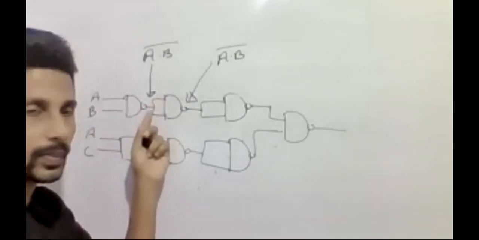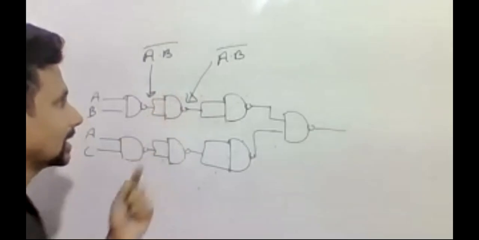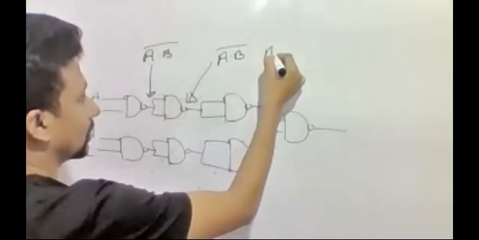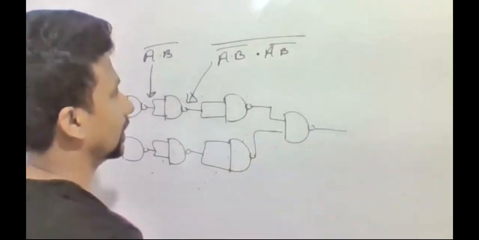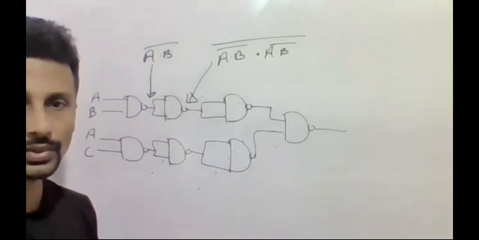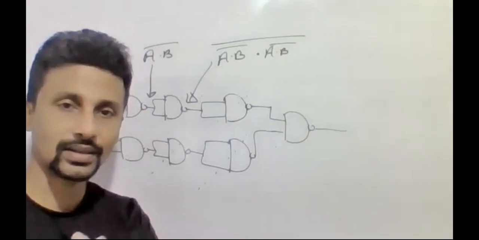Because this is the output, the output is divided into two parts. So here the input is A dot B dash. Here also A dot B dash. Whole thing dot and dash, right? Dot and dash, right? So there's a law. I will teach that law later.